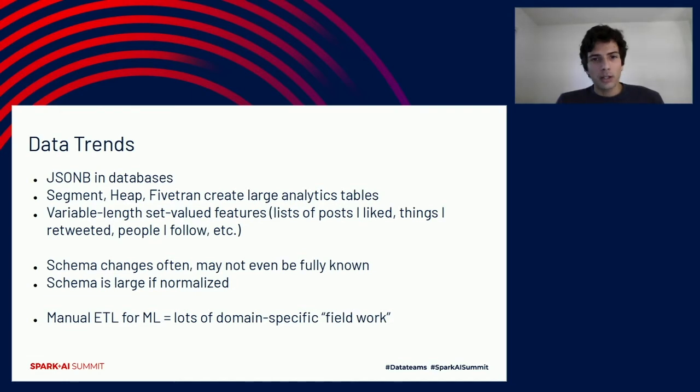And when you collect all this information, especially across different entity resolutions, and you join them together with one-to-many joins, you end up with a lot of set-valued features. Things like lists of posts that I liked, things I retweeted, people I follow.